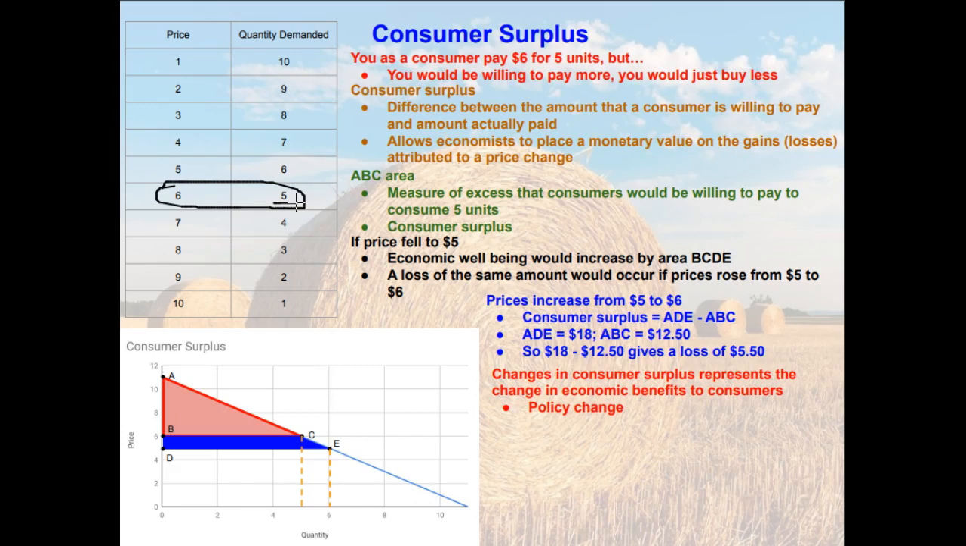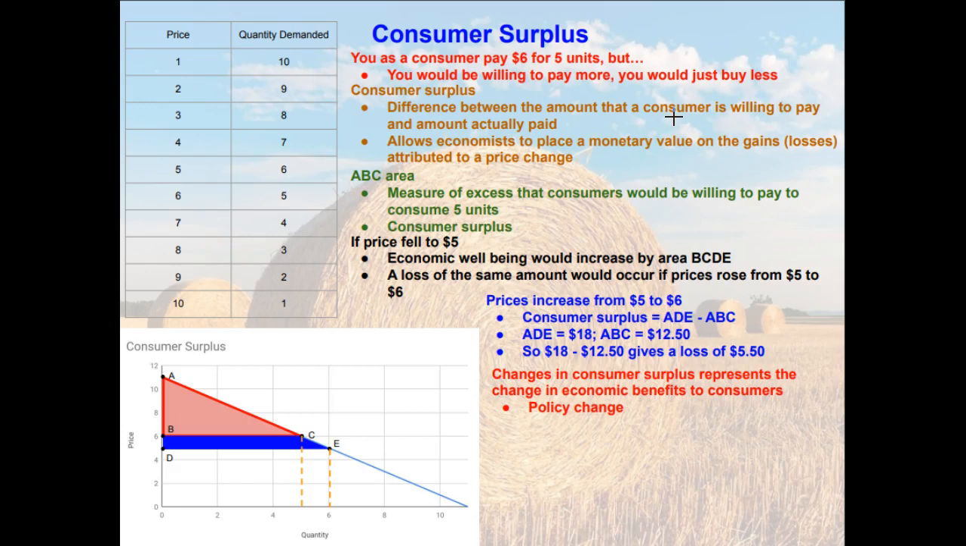Now, would you be willing to pay more? Well, yeah. If the price was $10, you'd still be willing to buy the good, but you would just buy less of it. If the price was $8, you would buy this product, you would just buy fewer goods. This brings in the concept of consumer surplus. Consumer surplus is the difference between the amount that the consumer is willing to pay and what they actually paid. So think about it this way.